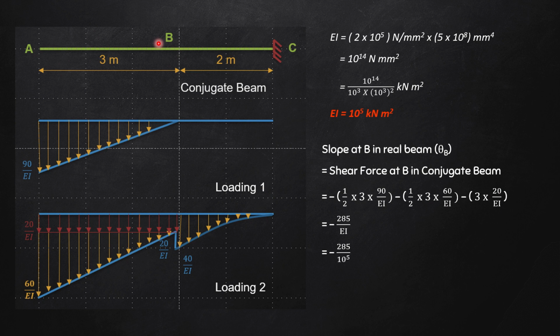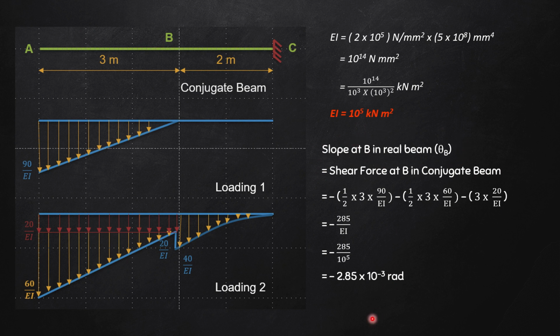Now putting the value of EI as 10 raised to the power 5 as we have found out here, the answer comes out to be minus 2.85 into 10 raised to the power minus 3 radian. Okay, why radian? Because it is a slope. We are ultimately finding out the slope. Yes, definitely it's a shear force at B in the conjugate beam, but ultimately we are finding out the slope at B in the real beam.